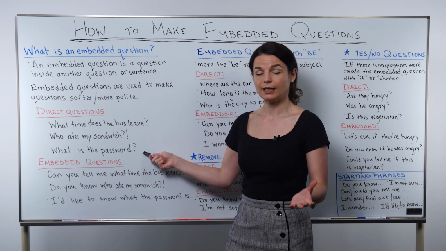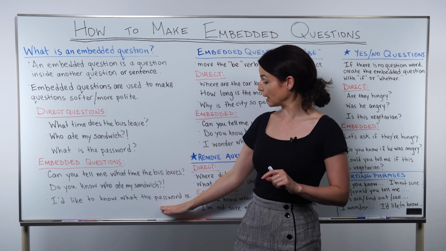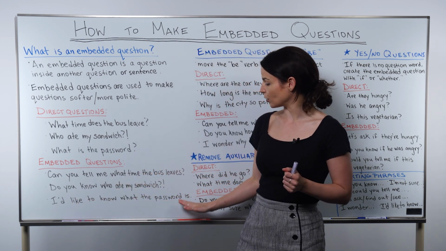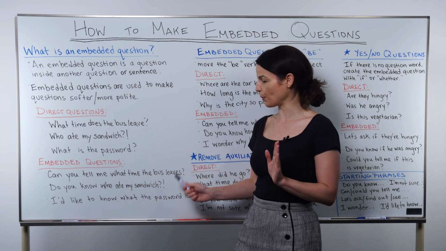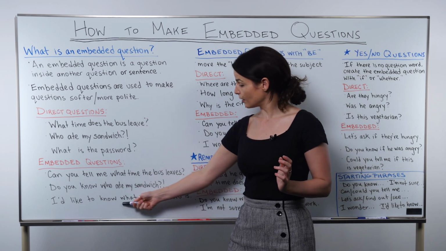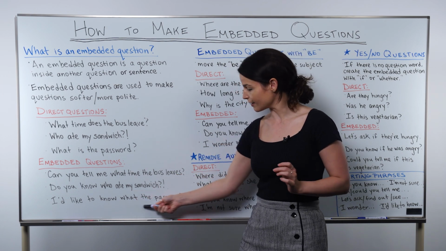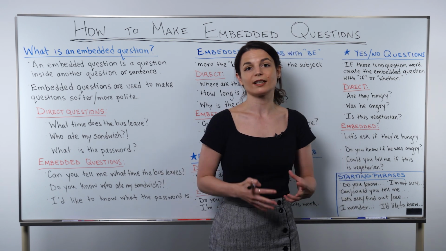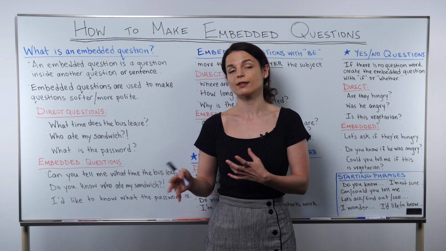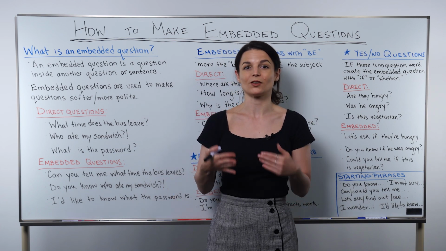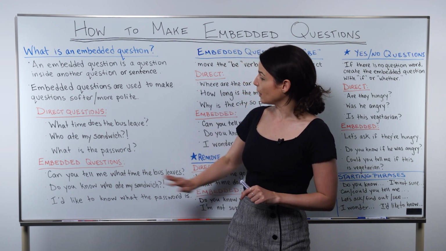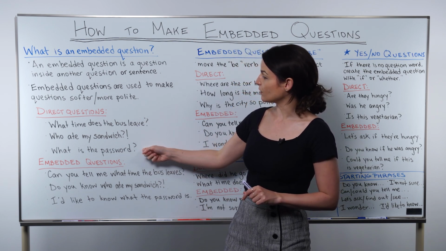Lastly, what is the password? In an embedded question, it might look like this. I'd like to know what the password is. So again, this part, the question, what the password is, is different from what is the password. So we're going to break down the reasons for these changes and introduce the rules so that you can make your own embedded questions.